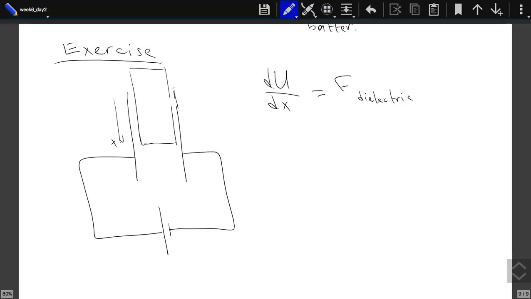We have these two cases. In one case, we have a plus Q and a minus Q on the capacitor, and we don't connect it to an external battery. We just put those charges there by some other means. The other case is that we put those charges there using a battery, just like in this configuration, and we keep the battery connected. So will the force change? Should the force change? Why?